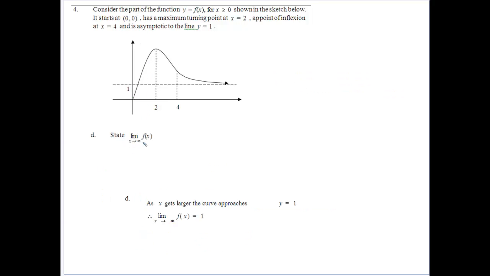State the limit as x approaches infinity of the function of x. Well, as x gets larger, what's happened to the function? The function starts to approach the line y equals 1, so the limit of the function must be 1.